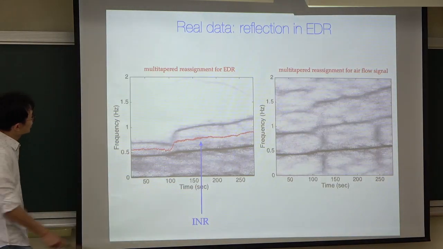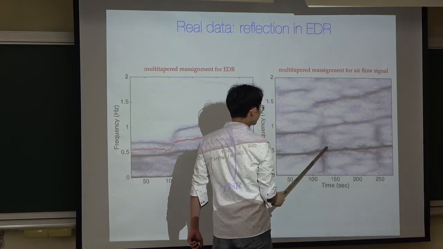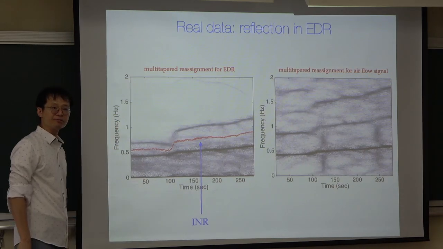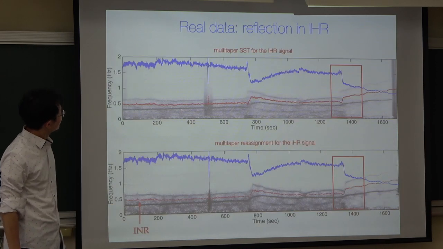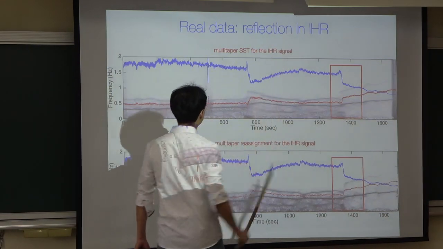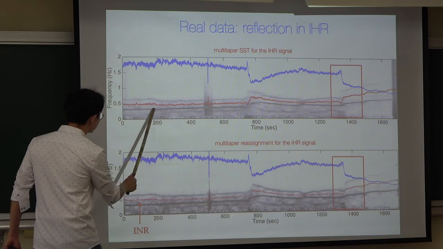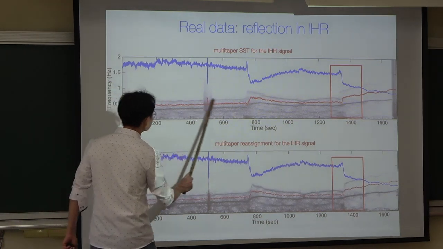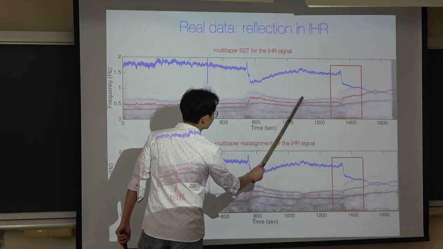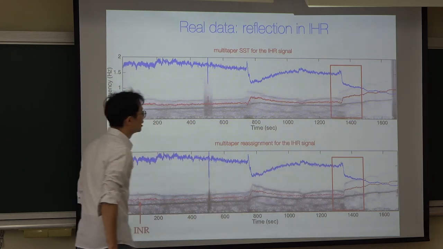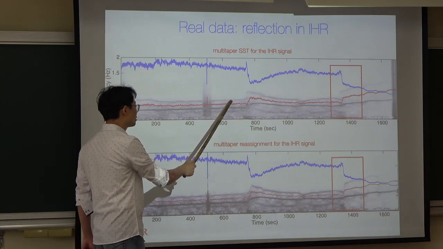This is the EDR signal, as I showed you, and this is the simultaneously recorded airflow signal, as I told you. And as you have seen before in another example, you get this reflection. Very interesting behavior. And this is the instantaneous heart rate. The signal is in blue, and you can see there is one component and another component. If you just plot the instantaneous heart rate in the middle, you see, hey, look, there is a very beautiful, perfect reflection.